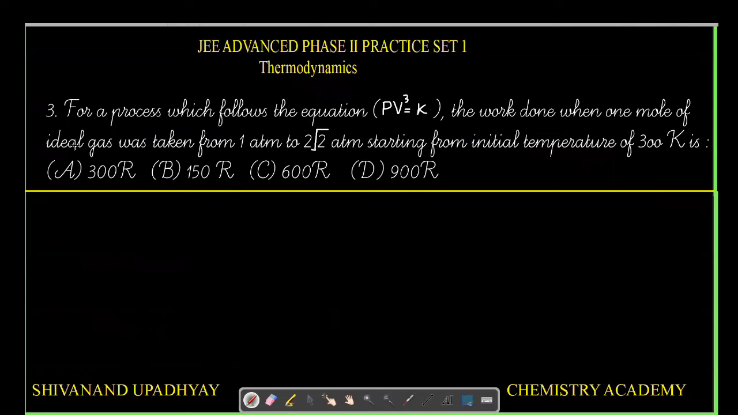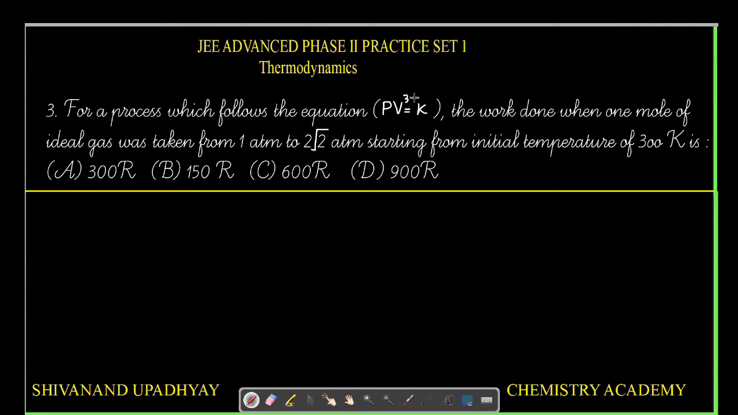Question number 3. For a process which follows the equation PV^3 = constant, the work done when 1 mole of ideal gas was taken from 1 atm to 2√2 atm, starting from an initial temperature of 300 Kelvin, is. So these are the options given.